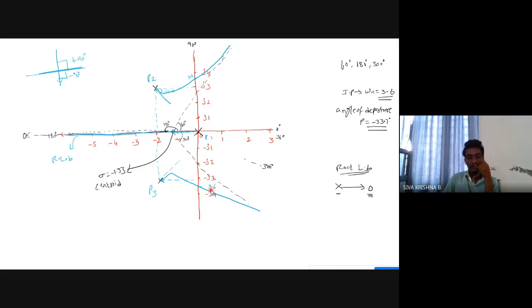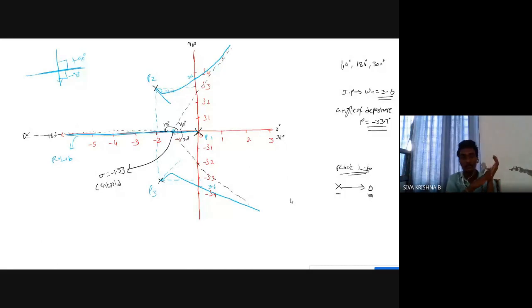What are the steps we made previously? That means total 6 steps. Those 6 steps only you have to draw as a plot. That's it. Does anybody have doubts? This is only the procedure for complex poles.